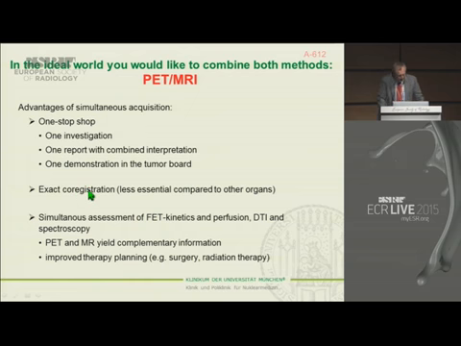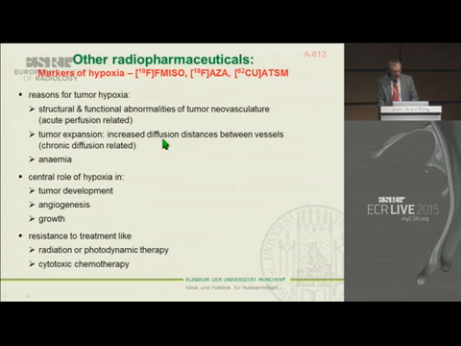You, of course, have an exact co-registration. I think compared to other organs, this is in the brain less essential since this is a rigid body, and you can also do it with a software fusion. And you can, of course, do in one set simultaneous assessments of the kinetics and the perfusion, DTI, and spectroscopy. And this all should result in an improved therapy planning, for instance, in the biopsy, the surgery, or the radiation therapy. So let me briefly talk about other radiopharmaceuticals.